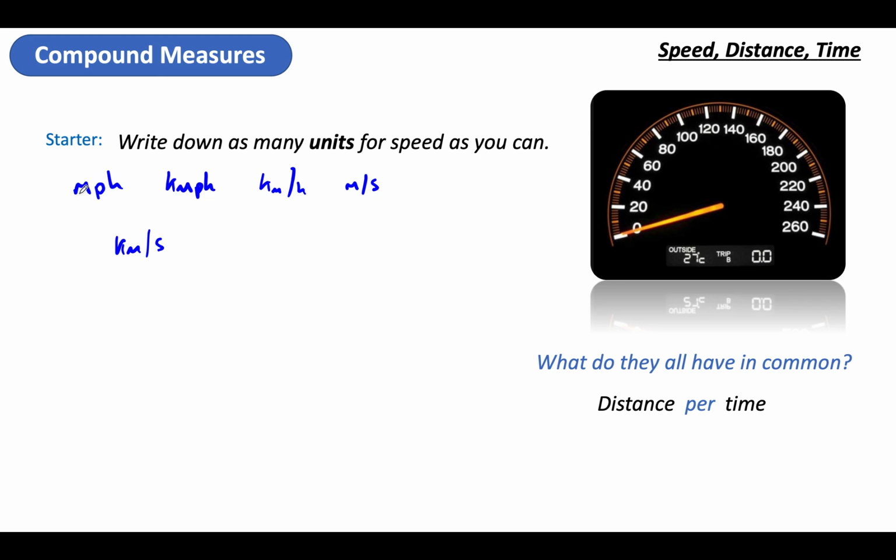So miles per hour, that's a measure of distance per a unit of time, hour. Kilometers per hour, you know, distance per time. Meters per second, distance per time. They're all distance per time. And so we sometimes write that like a fraction, distance over time. And that is actually how we work out speed. It is quite literally distance per time. So that line means divide, and that's what you do. Distance divided by time. And that is our fundamental calculation of how we work out speed.